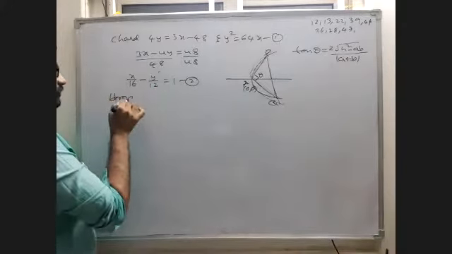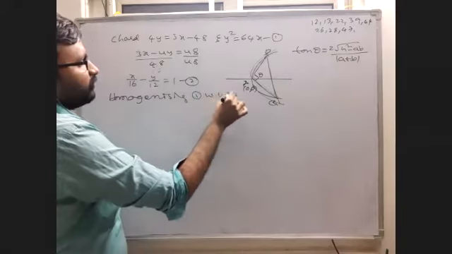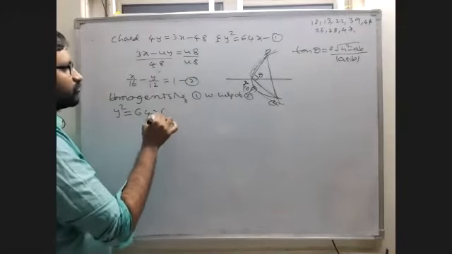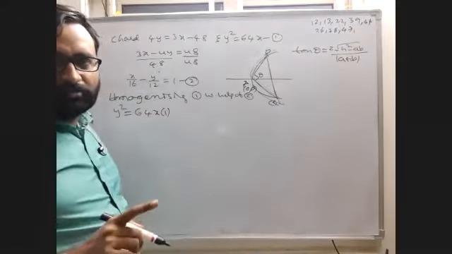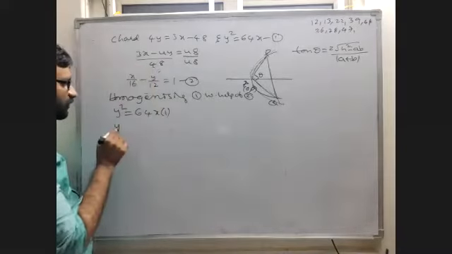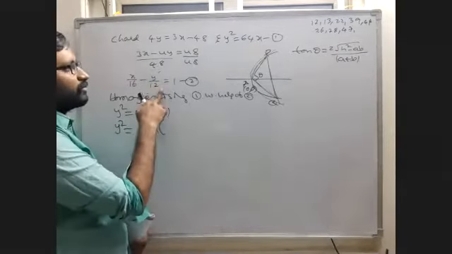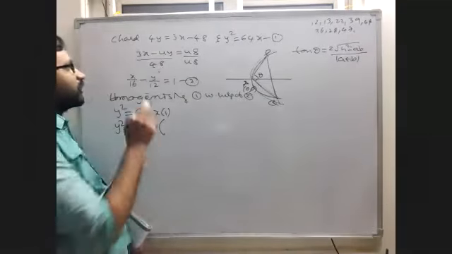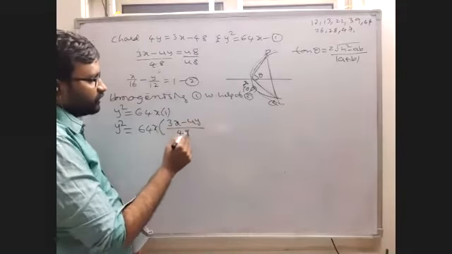Now homogenizing 1 with the help of 2, you will get y square is equal to 64x into 1. Where you have x, you have to write 1. Where you have y, you have to write 1. Where you have a constant, you have to write 1 square. What is the value of 1? You have to substitute it. That is y square is equal to 64x into, this total 1 value, or you can write this also, 3x minus 4y by 48. As you wish, I am writing this one, 3x minus 4y by 48.